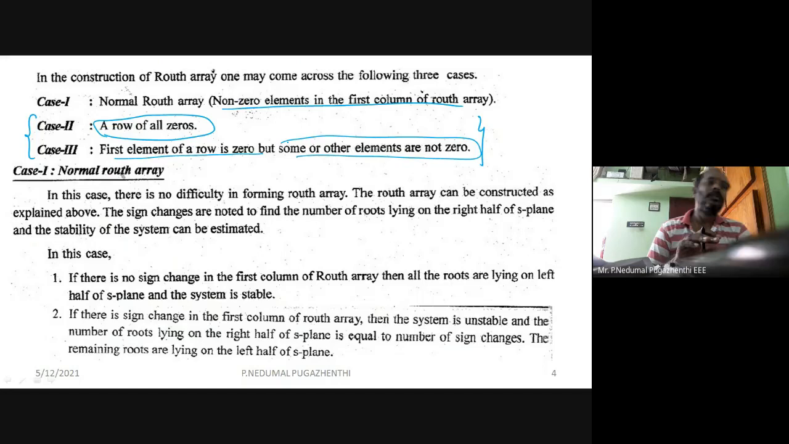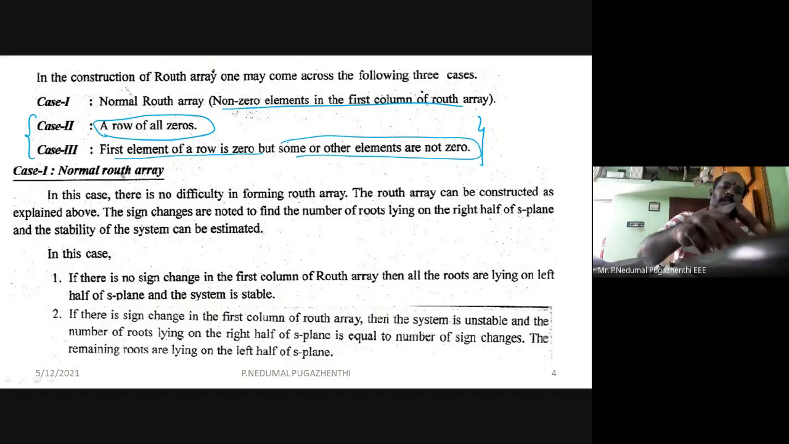In this first case, there is no difficulty in forming the Routh array because there are no zeros. We can proceed to the next row, next row, next row. We can finally comment about the system stability by monitoring the first column of the Routh array. If there is no sign change, the system is stable. If there is a sign change, the number of sign changes tells you how many roots are there in the right hand side of the s-plane. If two sign changes are there, then there are two roots on the right hand side of the s-plane, and you can say the system is unstable.